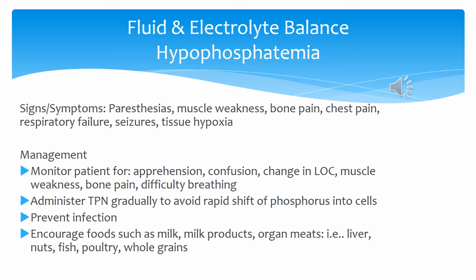For patients with documented hypophosphatemia, careful attention is given to preventing infection because hypophosphatemia may alter the granulocytes. Nurses must report early signs of hypophosphatemia, which are apprehension, confusion, and a change in level of consciousness. If the patient experiences mild hypophosphatemia, foods such as milk and milk products, organ meats, nuts, fish, poultry, and whole grains should be encouraged.